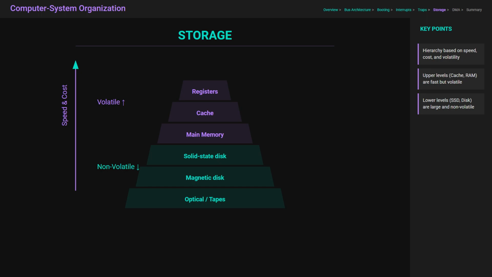Storage systems are organized in a hierarchy based on speed, cost, and volatility. At the top, we have the fastest and most expensive components, registers, followed by cache and main memory. Below those are solid-state disks, magnetic disks, and finally, the slowest and cheapest options, optical disks and magnetic tapes.